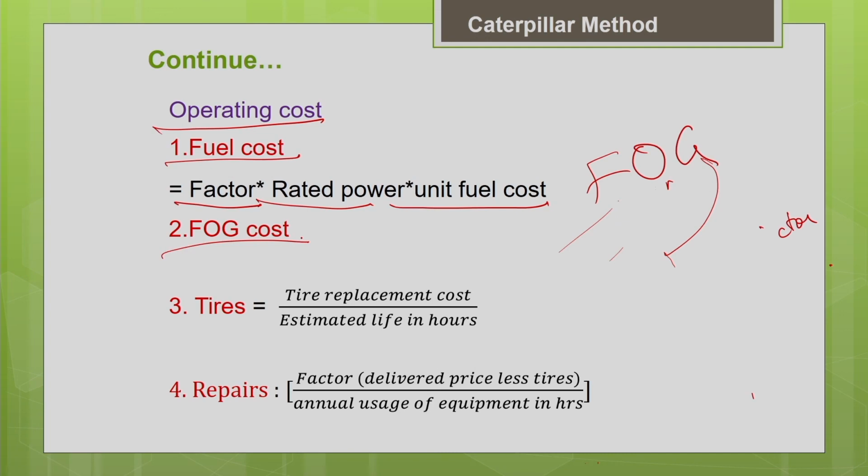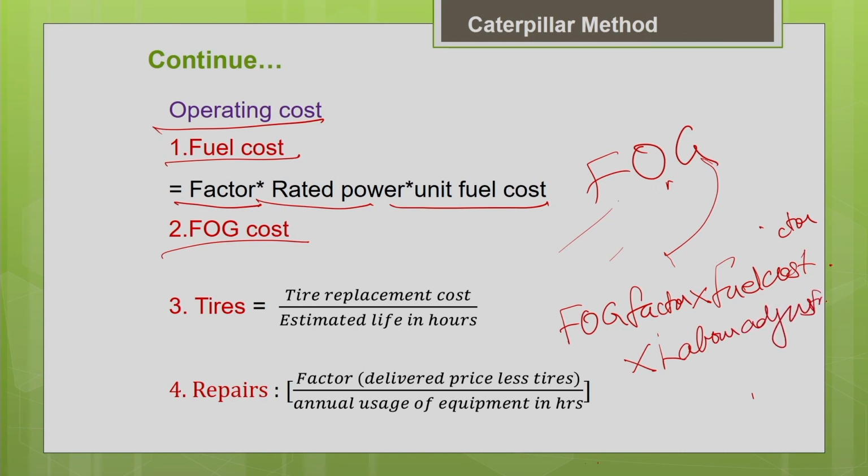In some other handbooks, you can see that they give it as a FOG factor. Factor in the sense you have to multiply this factor by the fuel cost. It will be expressed as a percentage of the fuel cost. In addition, you have to apply some labor adjustment factor also to get the accurate value, because depending upon the operator skill and the labor skill, all these operating costs will vary a lot.